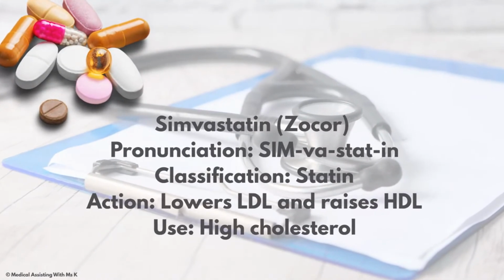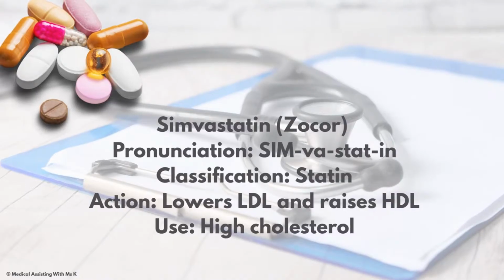Simvastatin, here's another statin, brand name Zocor. Classification again is statin. How does it work? It lowers LDL, which we call the bad cholesterol, and it raises HDL, which we call the good cholesterol. What is the use? It's used for high cholesterol.